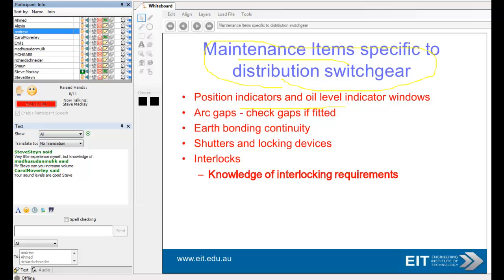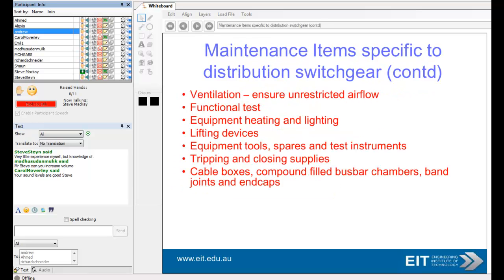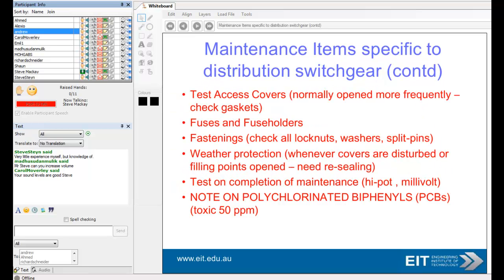Then there's maintenance specific to your switchgear, such as the position indicators, oil level indicator windows, what you should be looking for, arc gaps, bonding continuity with earthing or grounding, shutters and locking devices, and interlocks. So you need to have a knowledge of the interlock requirements. Here are a few more suggestions: ventilation for that specific switchgear, functional test. These are all issues relating to a specific item of switchgear, which the manufacturer will tell you, but you need to know exactly what they mean.